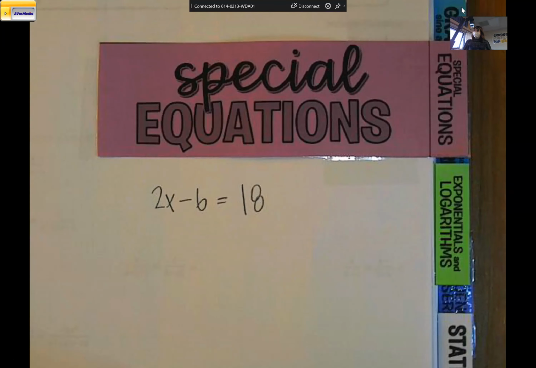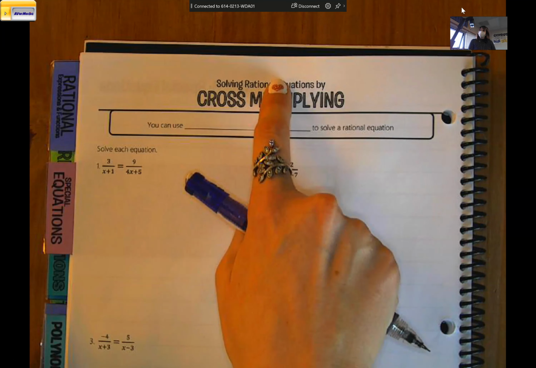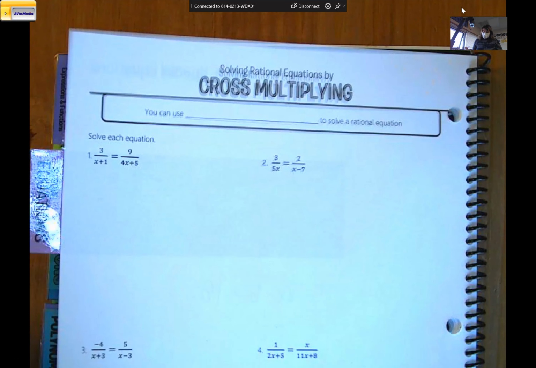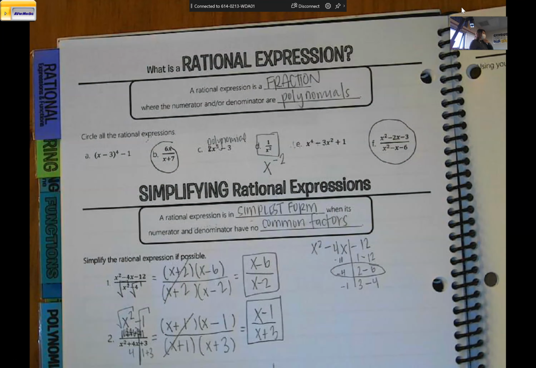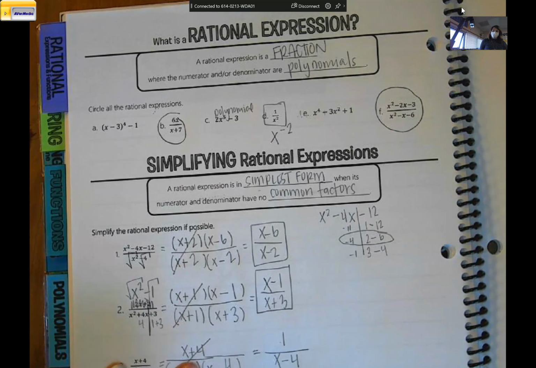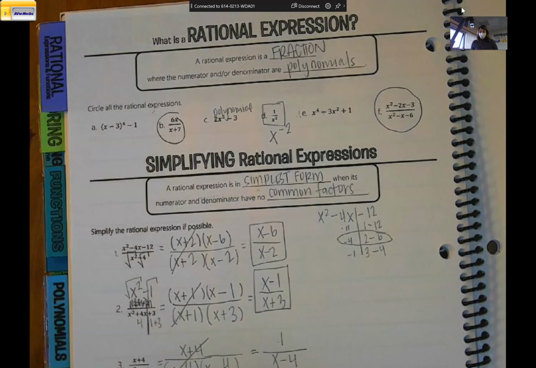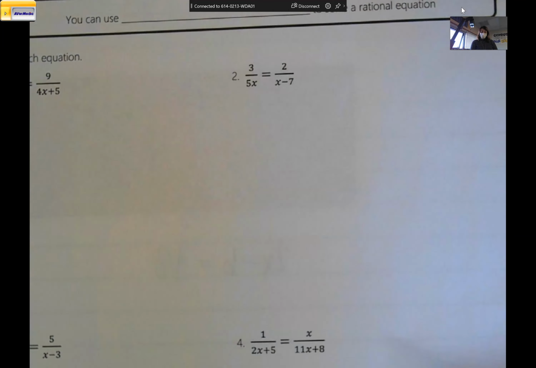Our first lesson in special equations is rational equations. It's written really little up here, rational equations. And we just got out of the rational unit. So rational equations means we're going to have equations that are big old monstery fractions. They're always going to involve some kind of fraction. So when we solve rational equations, we're going to use cross multiplying to solve these.